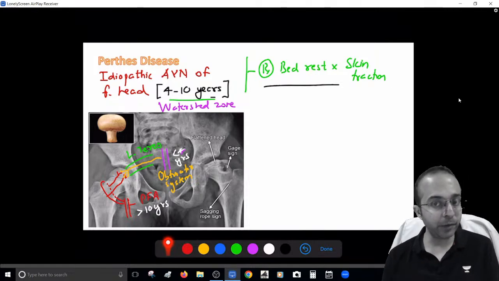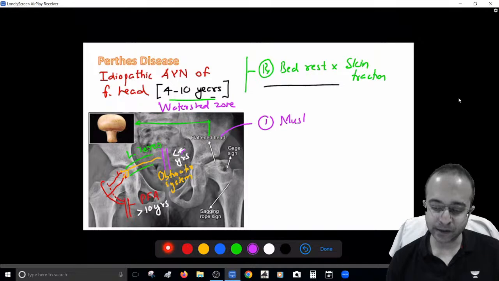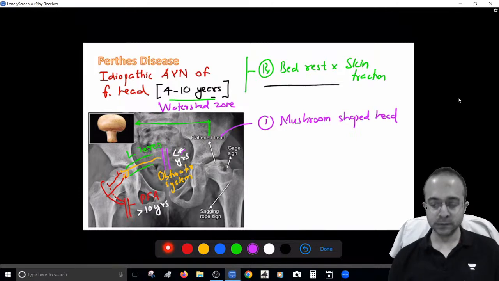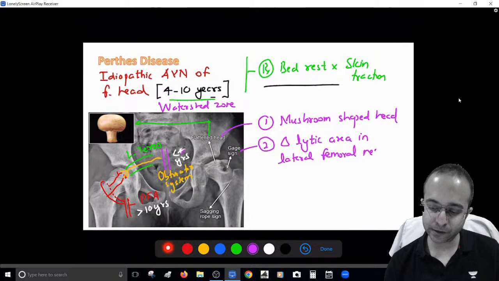The patient will keep bearing weight, the head will collapse and it will become a flattened head, and this flat head in Perthes has been compared to a mushroom. That's perhaps what you see in Perthes as the classical most sign, a flat head that's called a mushroom shaped head. Another thing you might find is a gauge sign, which is a triangle shaped lytic area that you may find in the lateral femoral neck, like you see over here. I've marked it very clearly.